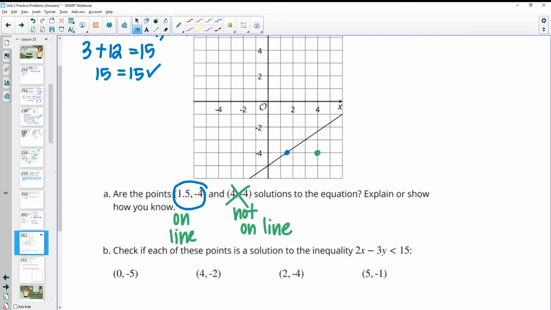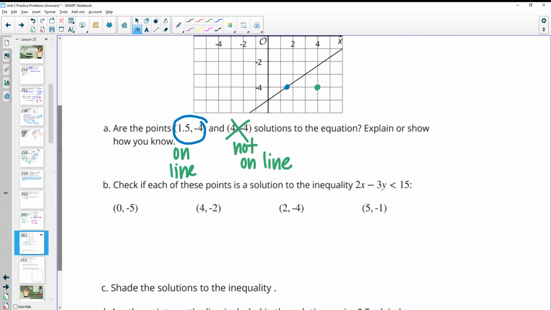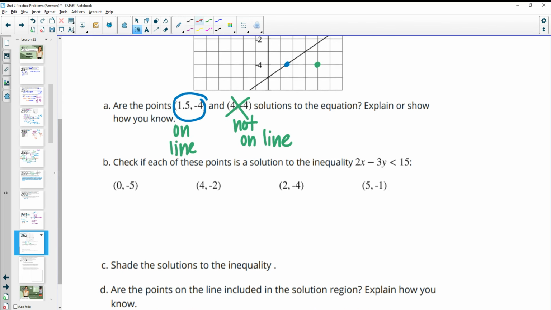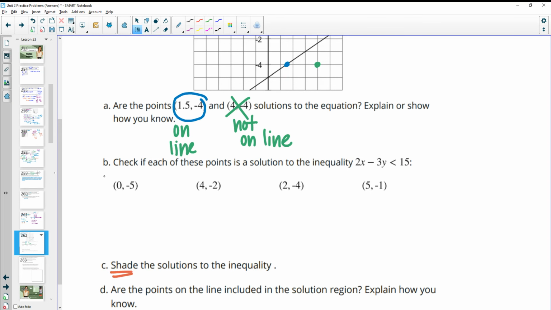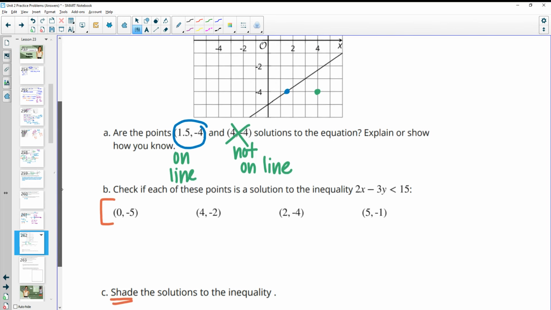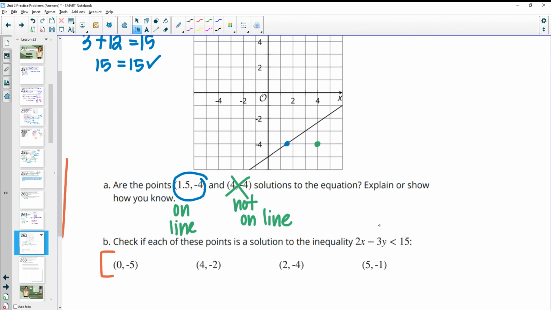Now, part B asks us to check if each of these points is a solution. And then part C actually asks us to shade. I'm going to shade first because I'm doing 4 different points that I want to know if they're part of the solution. So I'm going to go ahead and plug in 0, 0 to this to see if that's in the shaded region or not.